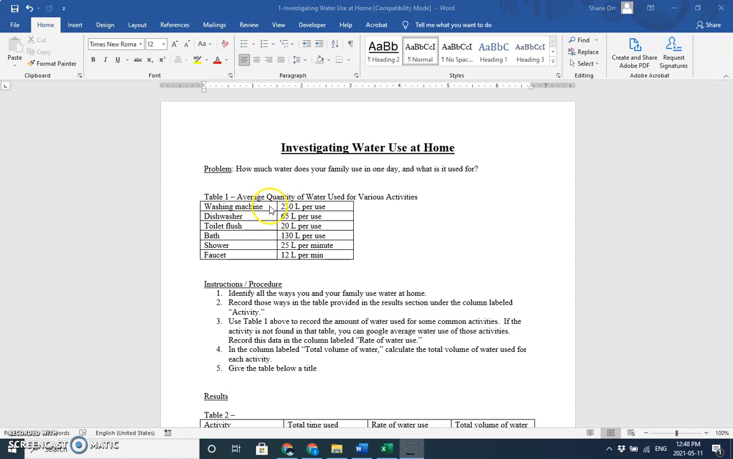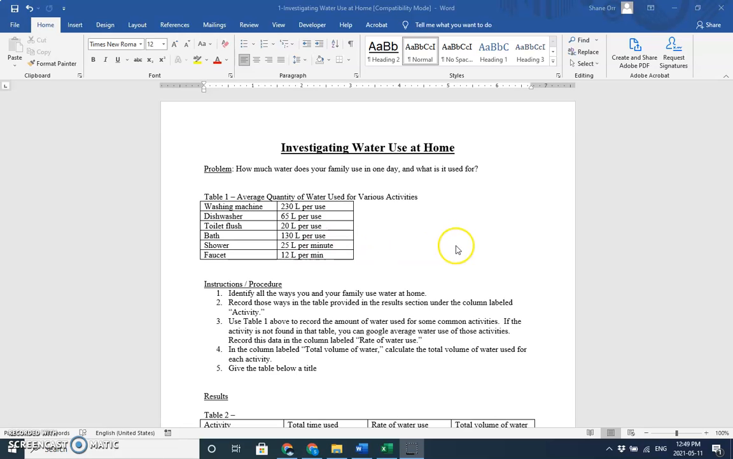So for example, a washing machine, every time you use it, is going to use about 230 liters of water. That's per use. For the dishwasher, the numbers are different, as well as for every time you flush the toilet and fill up the bathtub. The shower and running the faucet is listed in a per minute unit. And so what this essentially means is that if you have a 5-minute shower, you're going to use 25 liters for every minute that you run that shower. So a 5-minute shower is going to run you 25 times 5, which is going to be 125 liters of water.